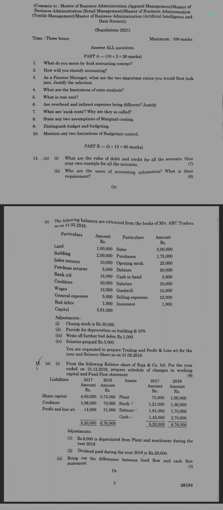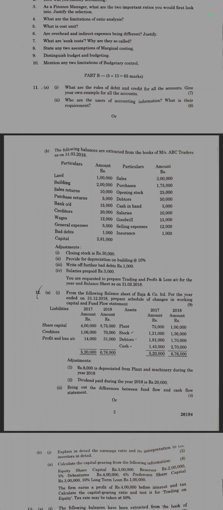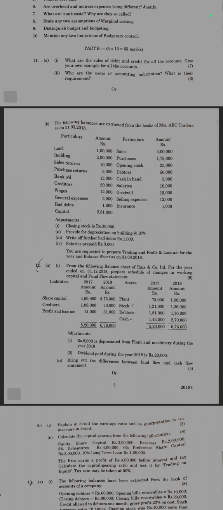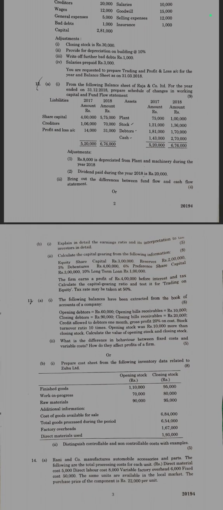12th question: from the following balance sheet, prepare a schedule of changes in working capital and a fund flow statement. Adjustments are also given. And the second question is to bring out the difference between fund flow and cash flow statement. And the B question: explain in detail the earning ratio and its interpretation to investors.